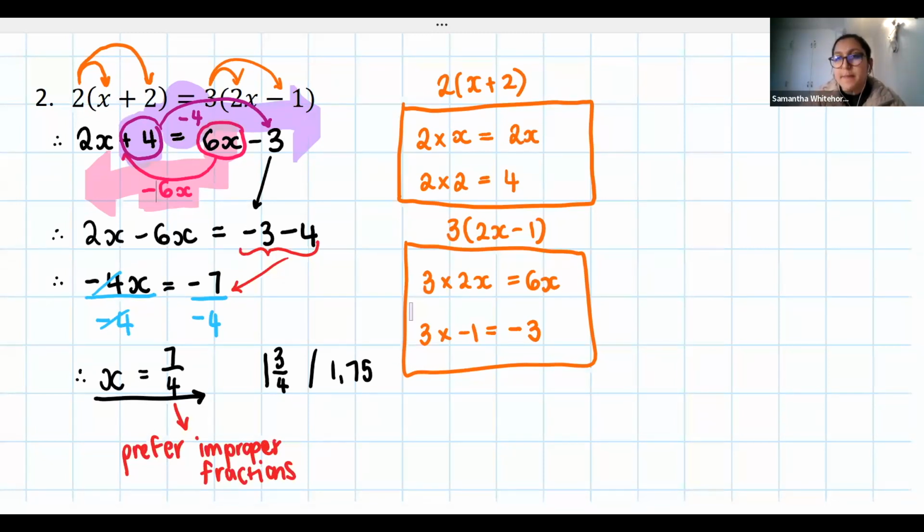Sorry, guys, those aren't exponents. I'm sorry if that's a bit confusing. I'll try and draw it better as we go along.